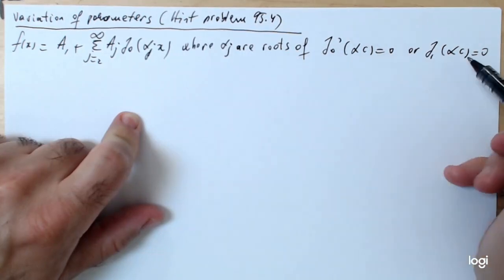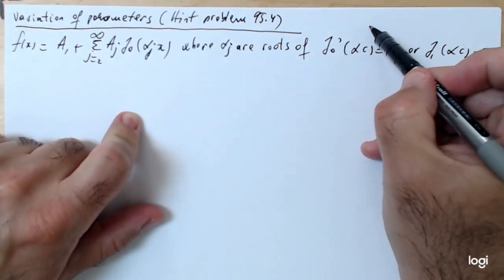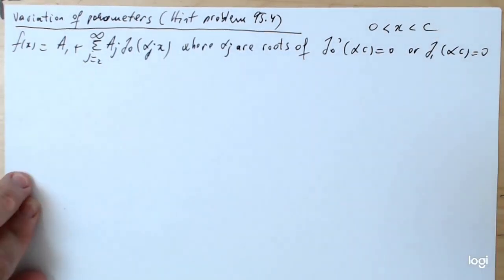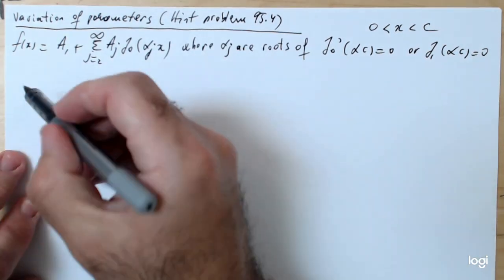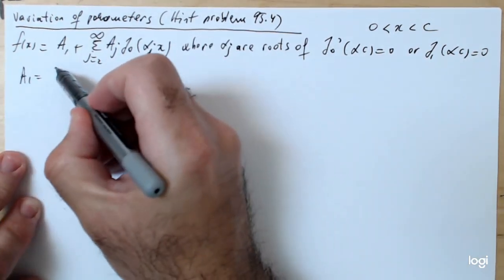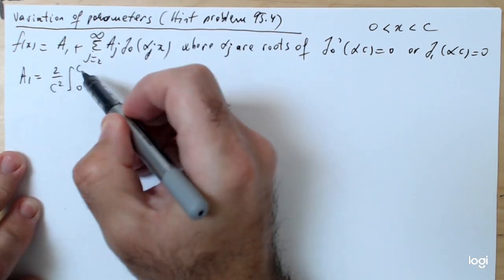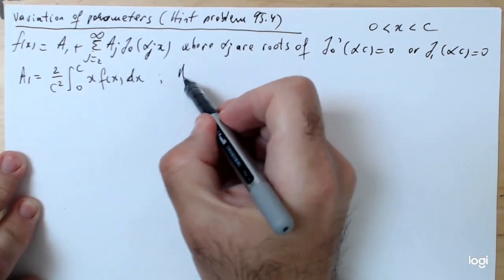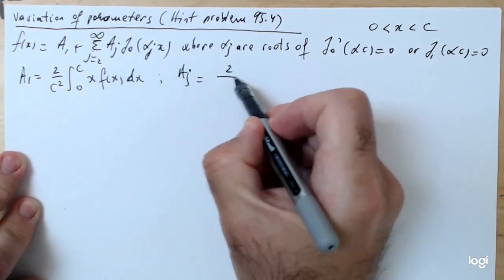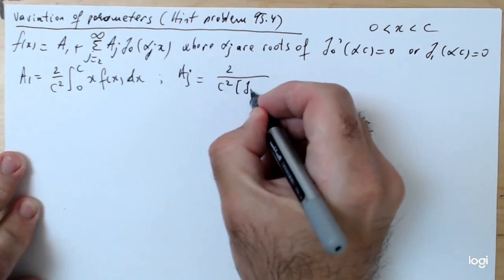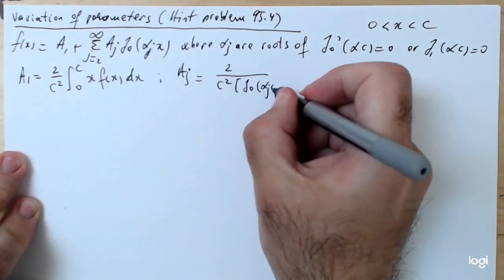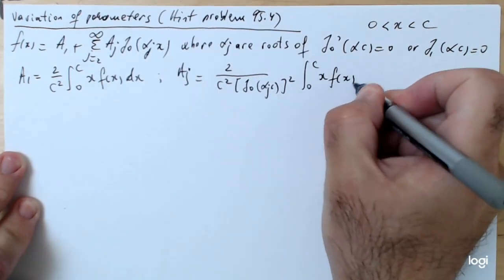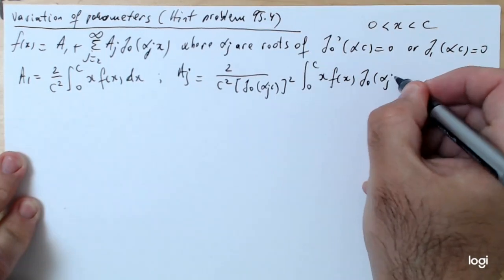Because J0 prime is minus J1. And c is from the domain, right? So the domain for x is 0 to c. In the problem, c will be 1, but this is the formula. And remember the formula for these coefficients, a1 is given separately because it's a different integral. So from 0 to c, x f of x dx. And the rest of them, from 2 to infinity, it's given by this integral, c squared over J0 of alpha j c quantity squared, and the integral from 0 to c of x f of x J0 of alpha j x dx.